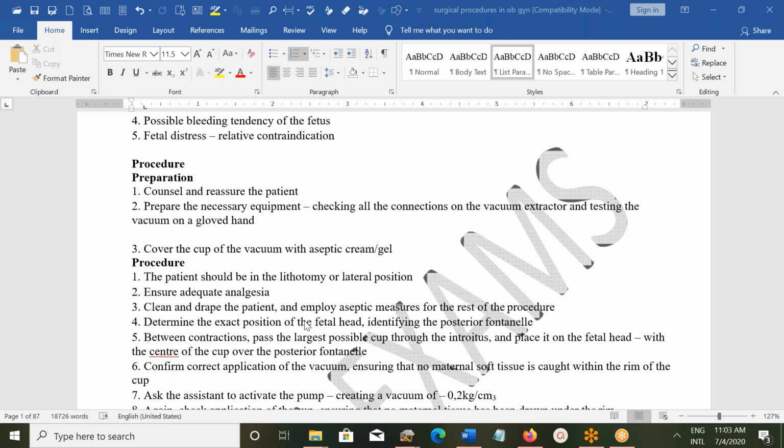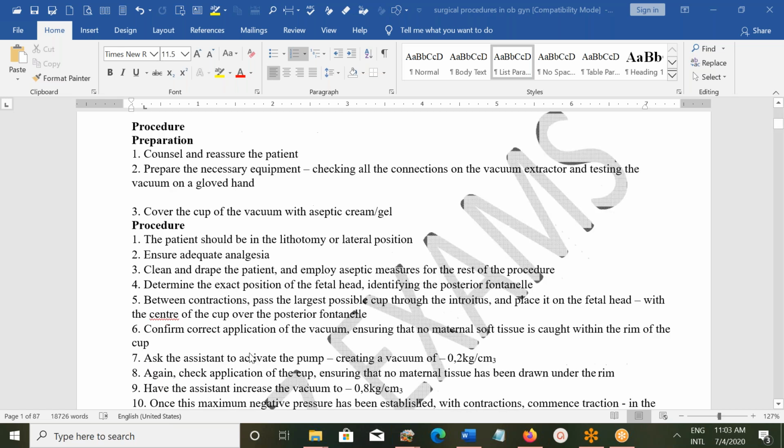You will identify it because you are going to see a triangular defect in the posterior part of the scalp. Between contractions, pass the largest possible cup through the introitus and place it on the fetal head with the center of the cup over the posterior fontanelle. Confirm correct application of the vacuum and that no maternal soft tissue is caught within the rim of the cup.